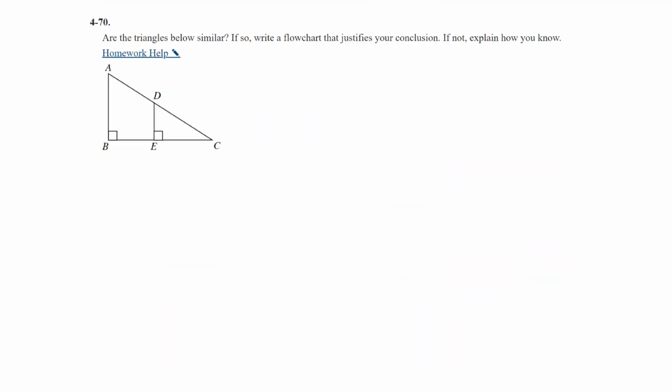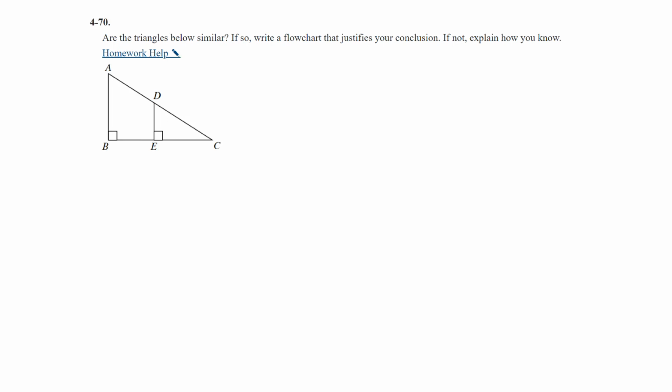So just by paying attention to what we've already done, we saved ourselves a little bit of time on those last 2. Question 70, are the triangles below similar? If so, write a flowchart that justifies your conclusion. If not, explain how you know. So the triangles that we're looking at here would be the smaller triangle embedded in the larger triangle. So that's what we're trying to prove are similar.